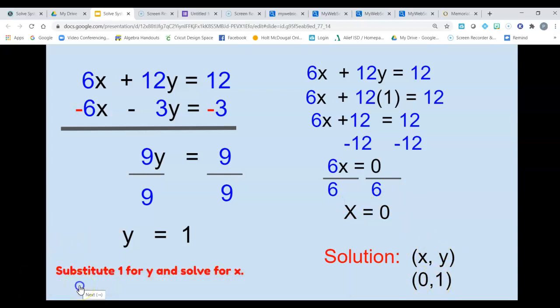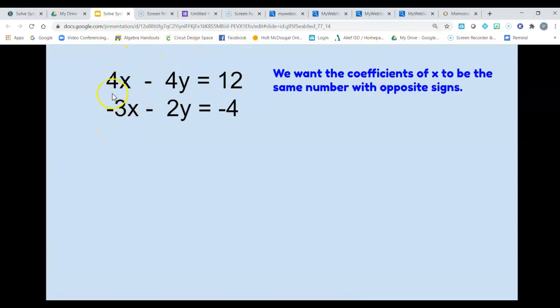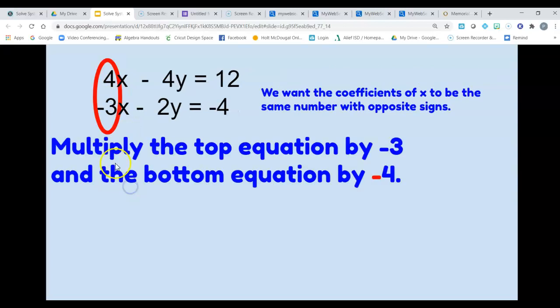Let's do another one. Okay. On this one, again, I want my coefficients to be the same number, but different signs. These are not the same number. So I'm going to multiply. I'm going to multiply the top equation by negative 3 and the bottom equation by negative 4. Remember, I have to change the sign of the bottom number. This one is negative because it was already negative.